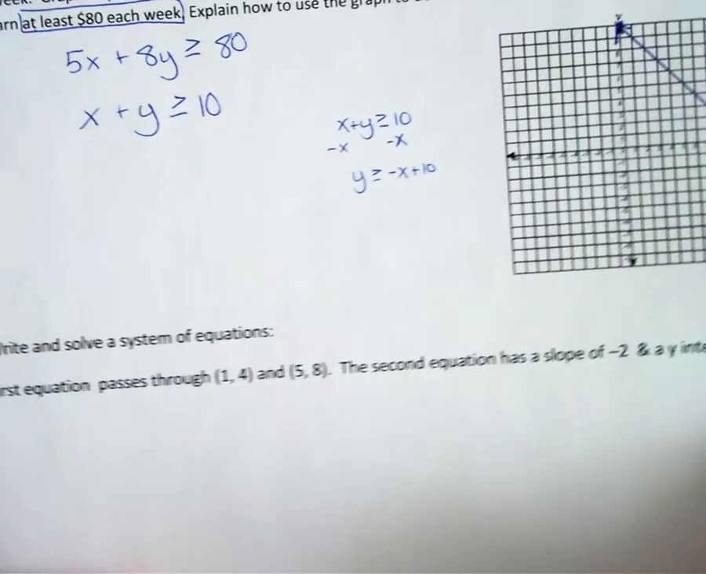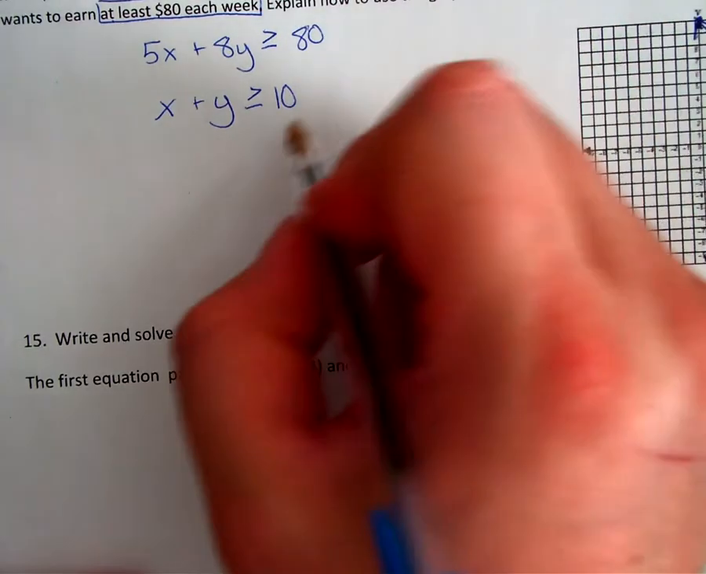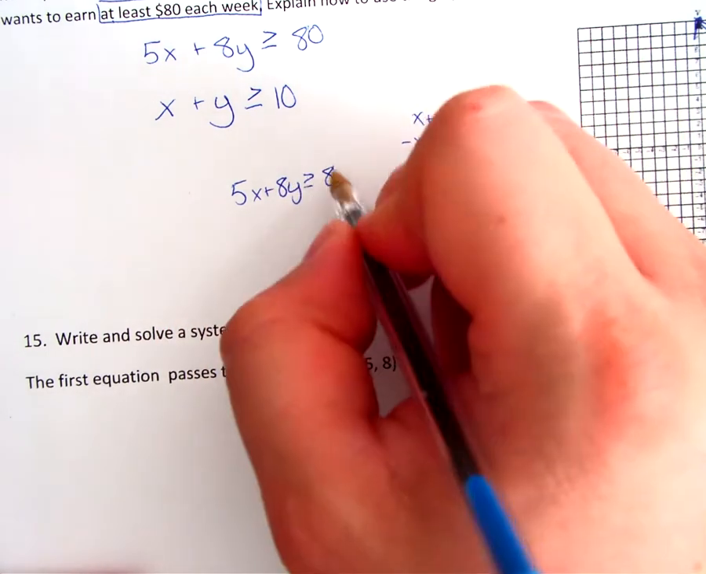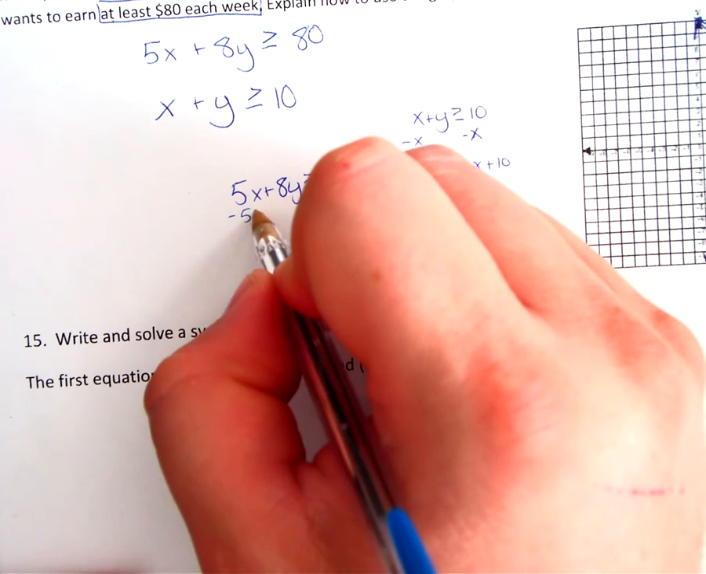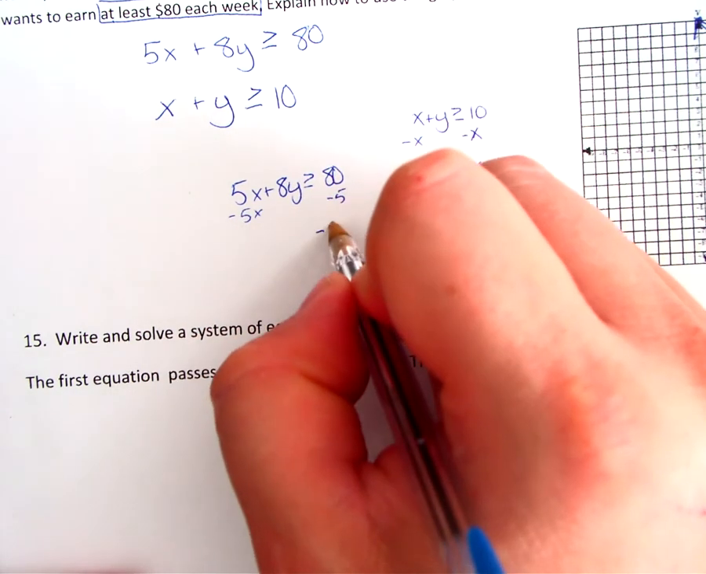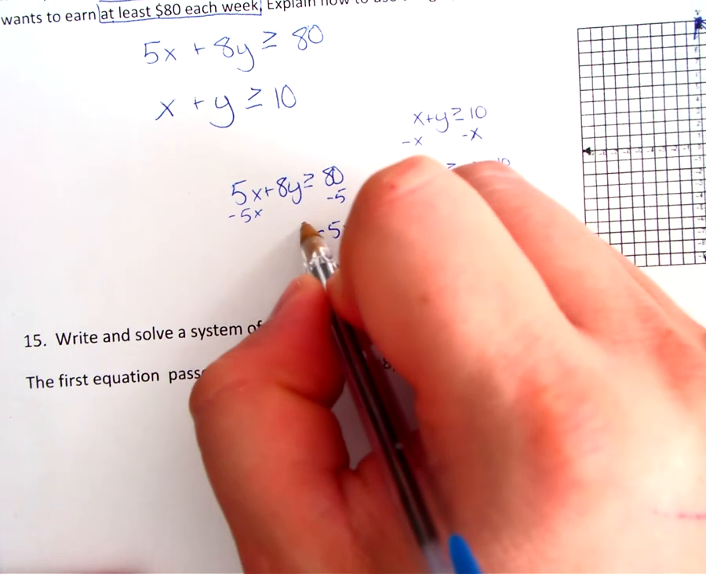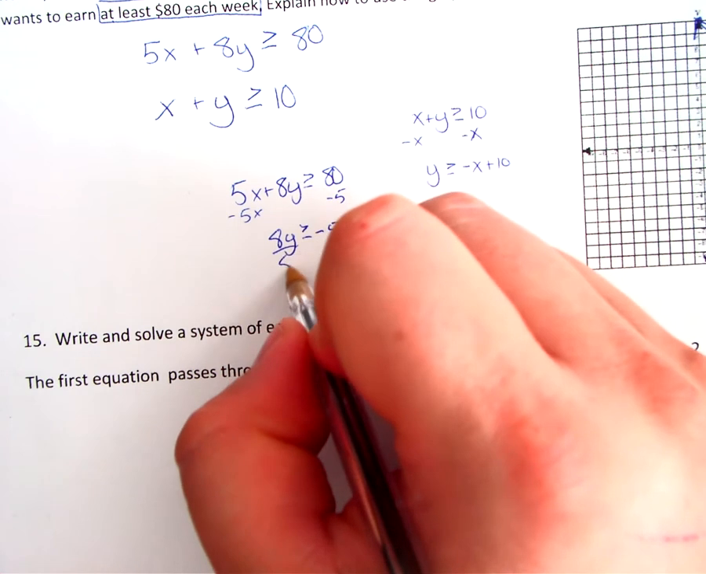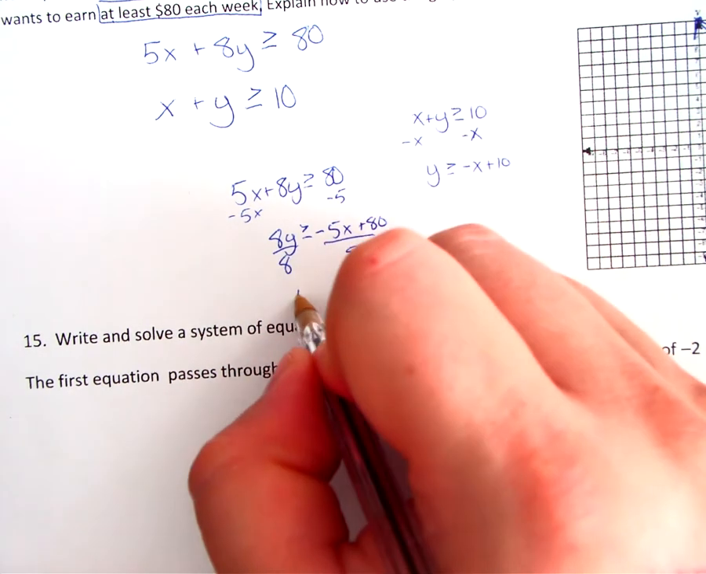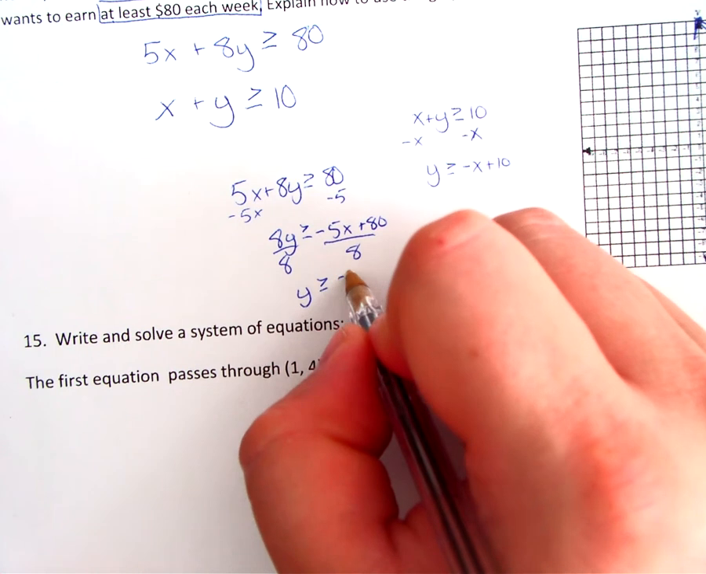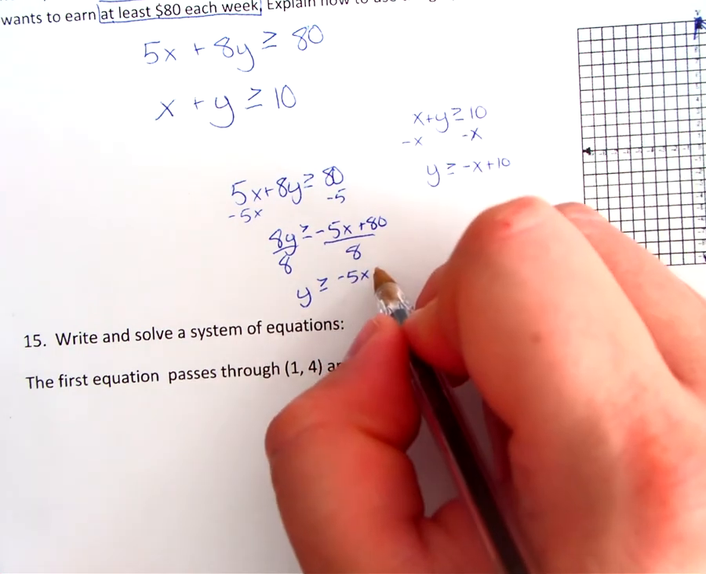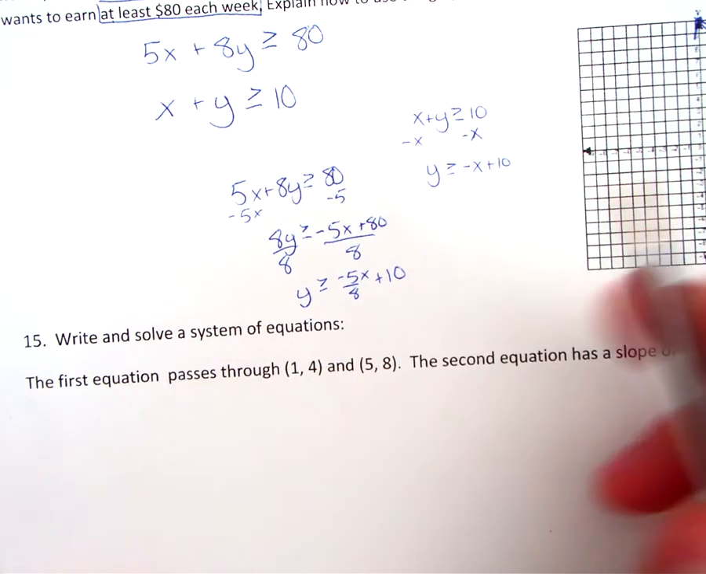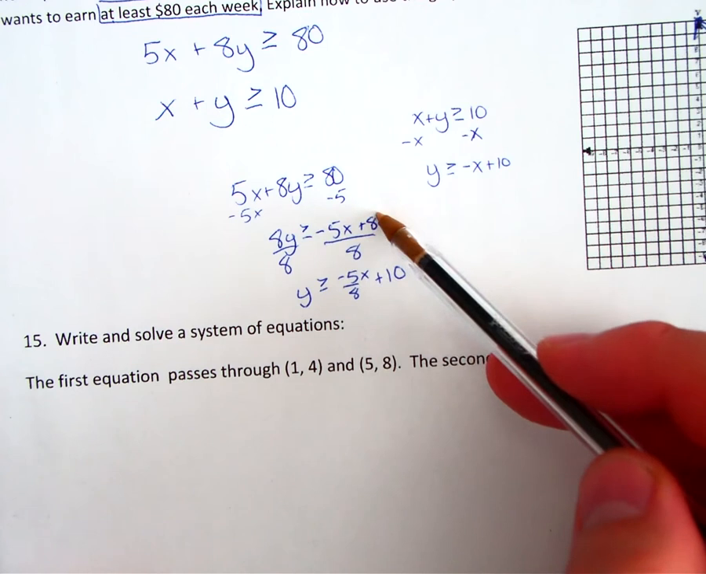All right, next equation. Let's simplify it down into slope-intercept form. 5x plus 8y is greater than or equal to 80. So we'll subtract 5x from both sides. Negative 5x plus 80 is greater than or equal to 8y. So we will divide by 8. And y is greater than or equal to negative 5/8x plus 10. Notice negative 5 divided by 8, 80 divided by 8.